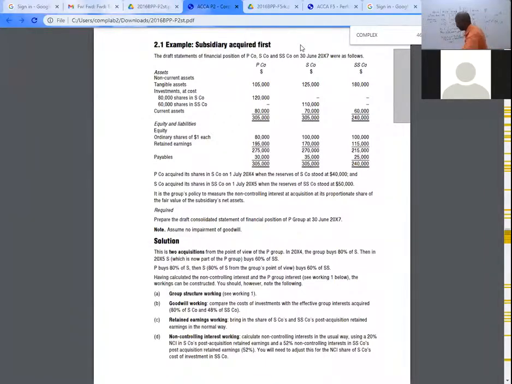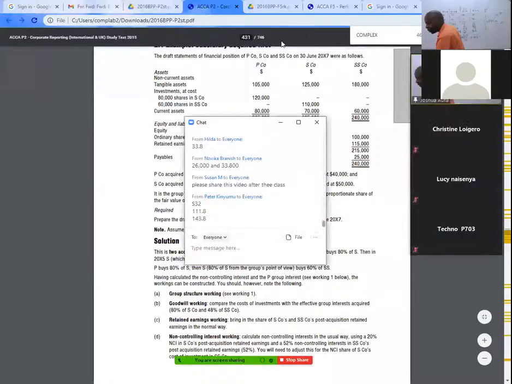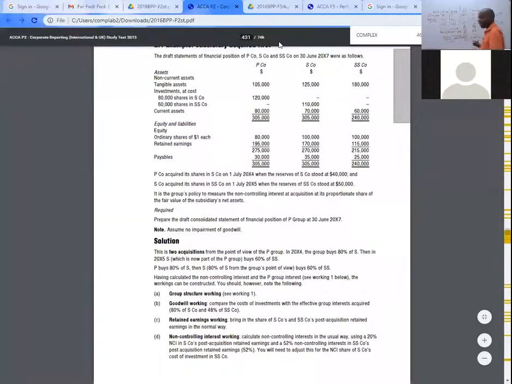So Peter gives me 32 here. How about this one, SS? What do we have here, somebody? 111.8. So please give me the total, add the two. When you add the two, what do we have? 143.8. So please go to your NCI and put that figure there. And then you tell me whether your table is balancing.